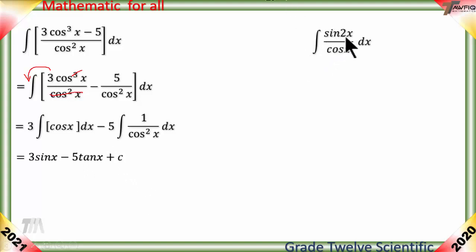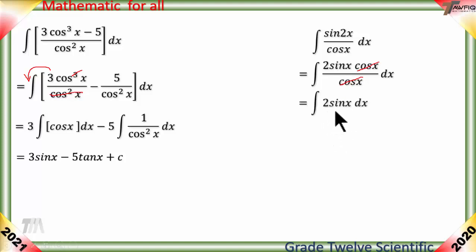The integral of sin 2x over cos x, we have a formula. It says that sin 2x is equal to 2 sin x cos x. We must simplify this one. So in place of sin 2x, rewrite 2 sin x cos x. And now cancelling cosine with cosine, it becomes the integral of 2 sin x dx. Rewrite the 2, and the integral of sin x is minus cos x plus c. Simplifying, it becomes minus 2 cos x plus c.